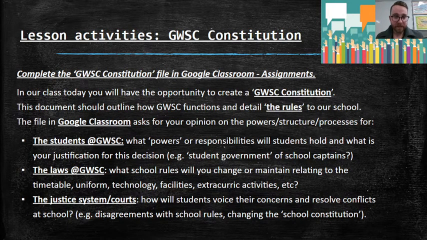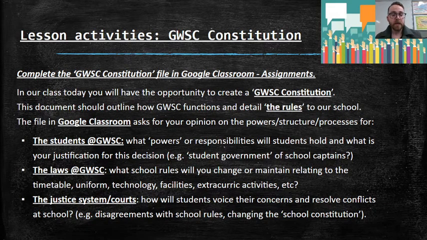Instead of getting out your textbook, instead of answering questions in the slides, you guys are going to be creating something today. Something really simple. In our class today, you will have the opportunity to create the Glen Waverley Secondary College Constitution. Not really, but you'll pretend anyway. This document should outline how GWC functions and detail the rules of our school.